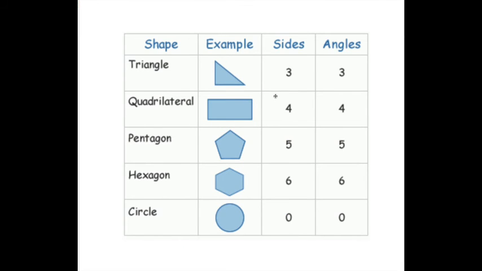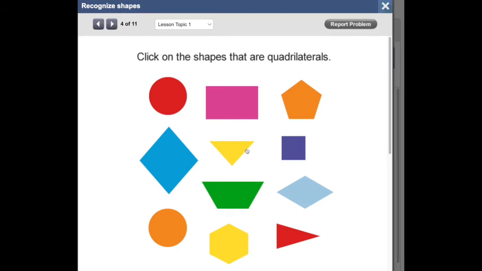Quadrilaterals have 4 sides and 4 angles. You will have this on your desk and be able to refer to. Remember, it might not be this exact shape, but as long as it has 4 sides. So let's wrap up our lesson by talking about the quadrilaterals, and then maybe we can get to pentagons and hexagons after recess. I don't want to overwhelm you.